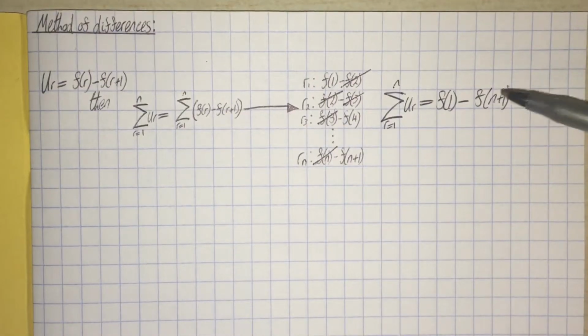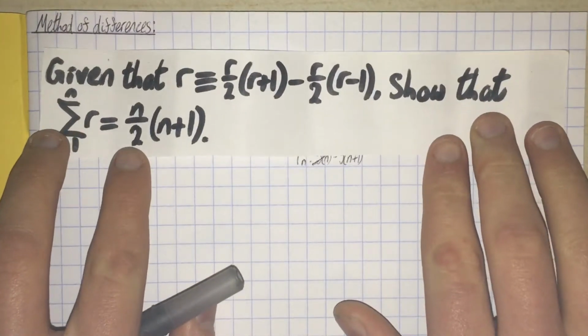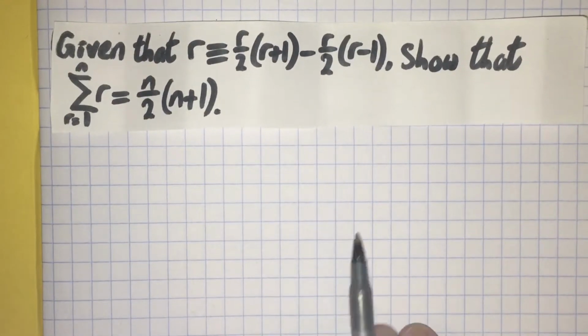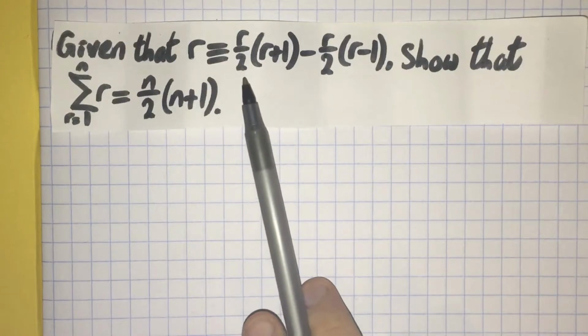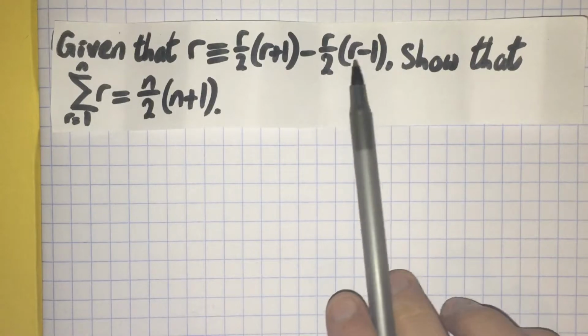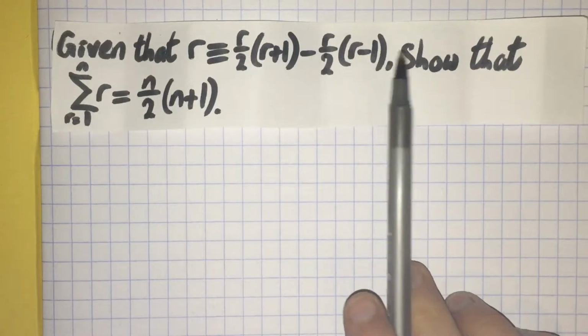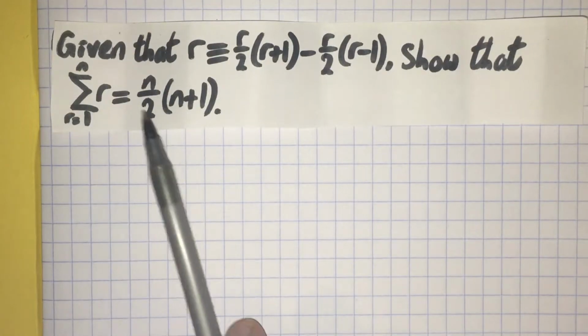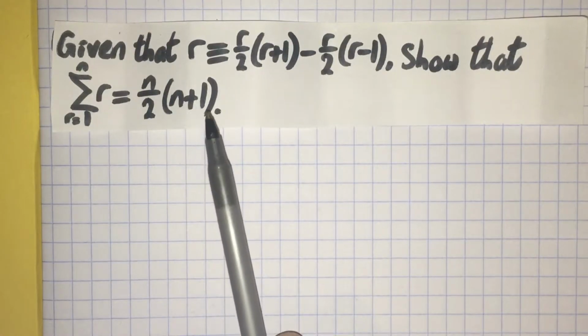Now this is only a generalized example, and we shall actually cover some of our very own examples as we go on, increasing in difficulty. So this is our first question. When u_r is equivalent to r over 2 times (r+1) minus r over 2 times (r minus 1), we can show that the summation of r is equal to n over 2 times (n+1).